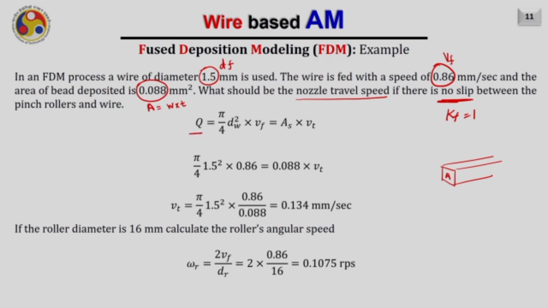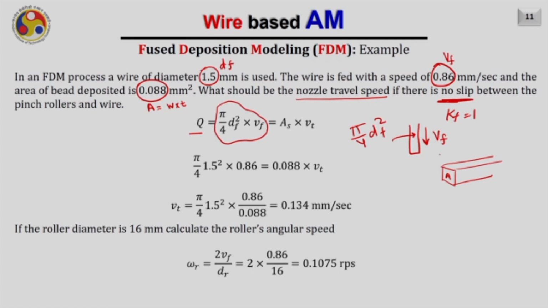Q will be equal to the volume flow rate coming from the top corresponding to the wire. So, this is the wire, it is coming with the velocity of Vf and its cross sectional area is pi by 4 dF square. Therefore, the volume flow rate will be pi by 4 dF square into Vf.